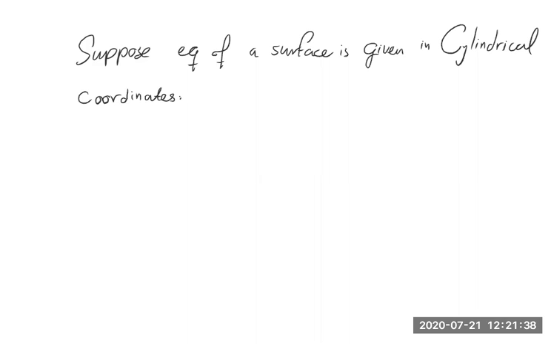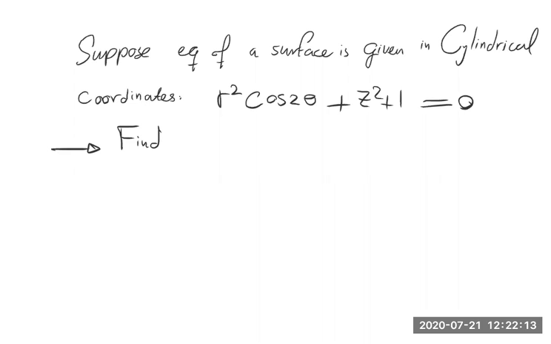Oh yeah, that's what I haven't thought about, the spherical yet. We have cylindrical and rectangular. I would talk about cylindrical too. So suppose an equation of a surface is given in cylindrical coordinates. Well, it should be something in terms of r, theta, and z. So this is an equation in the cylindrical coordinate system. The question is find or write down the equation in the rectangular coordinate system.